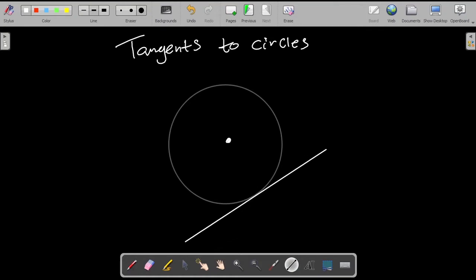So a tangent, once again, is a line which touches, but in this case, it touches the circle at some point. Let's call it T. We can call it anything, but let's call it T for now. And we're basically saying that it touches the circle at that point. Now, if we draw a radius, which is a line from the center to the circumference, but now specifically at this point, then we are saying that this radius will be perpendicular to the tangent at that point of contact.